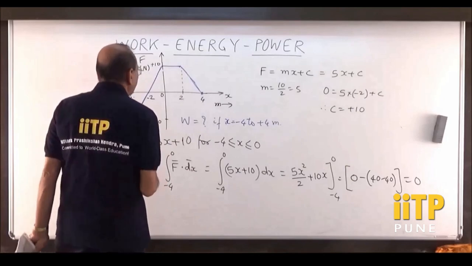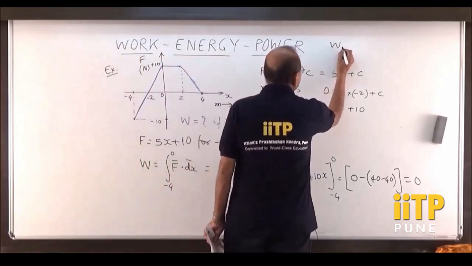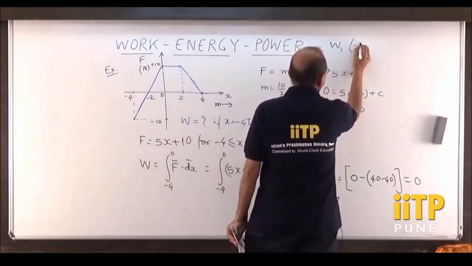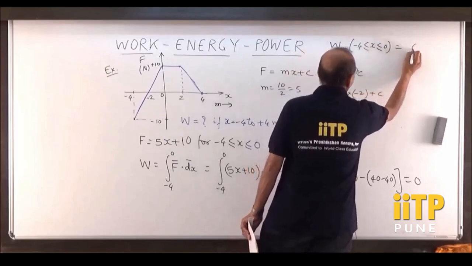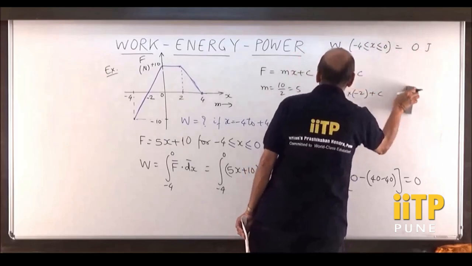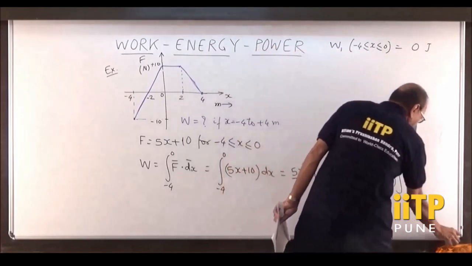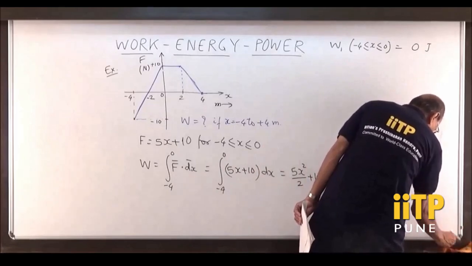So, I can say W1, somewhere here I will write down W1, which is for minus 4 less or equal to x less or equal to 0, is equal to 0 joules. And this is the first thing I have found out. Really speaking, we should not have spent all this time in working out the equation for the straight line and things like that.